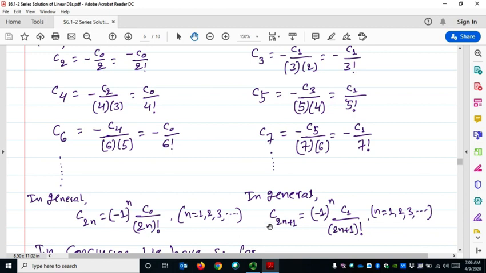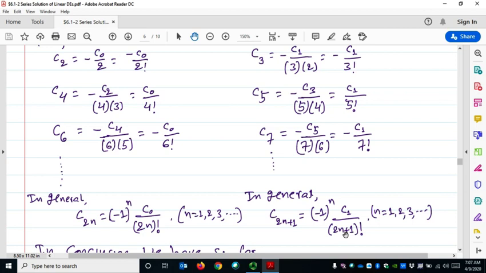Similarly, let's go to the right side. C2n plus 1, we are computing the odd coefficients. Again, either minus or plus, so minus 1 to the power n, times C1 over what? The third coefficient has 3 factorial, the fifth coefficient 5 factorial, the seventh coefficient 7 factorial, similarly the 2n plus 1 coefficient is divided by 2n plus 1 factorial.